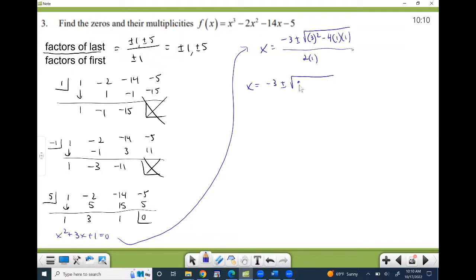All right, so 3 squared is 9. Take away 4 times 1 times 1, which is 4. There it is, you guys. So to get the zeros in their multiplicities, here's our zeros. We got that 5 worked, right? And then we got -3 plus root 5 over 2 and -3 minus root 5 over 2. And the multiplicities for all of them were 1.